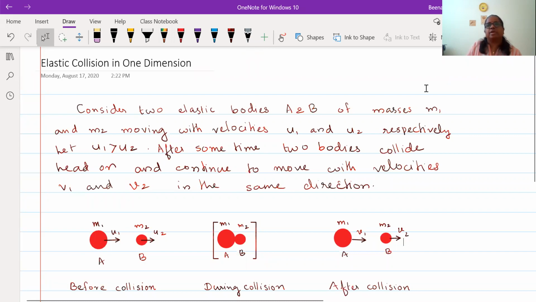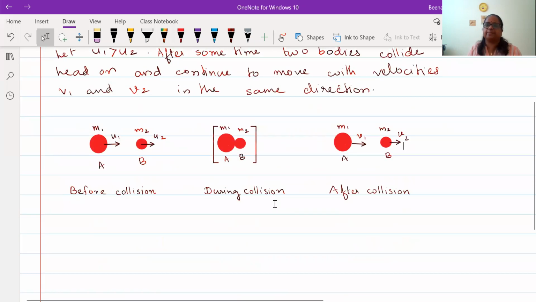So I just wrote the introduction: consider two elastic bodies A and B of masses m1 and m2 moving with velocities u1 and u2 respectively. Let u1 be greater than u2. After some time they collide and they continue to move with velocities v1 and v2 in the same direction. Now let us apply the concepts of conservation of energy and conservation of momentum. Conservation of energy specifically means conservation of kinetic energy.